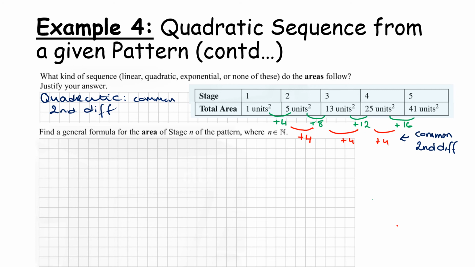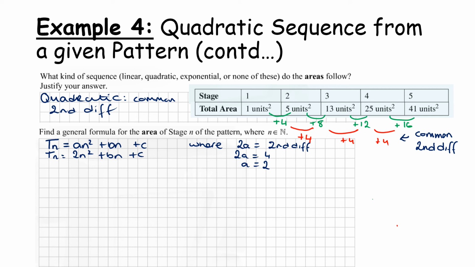Then it asks us to find the general formula of the area of stage n of the patterns, where n is an element of the natural numbers. We now know it's quadratic. Remember our formula for quadratics is Tn equals an squared plus bn plus c, where, and this was hugely important, 2a is equal to the second difference. Let's work that piece first. 2a in this case is equal to 4, so a is equal to 2. So we can rewrite our Tn as 2n squared plus bn plus c.